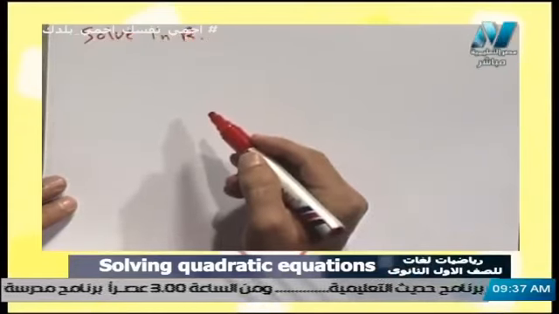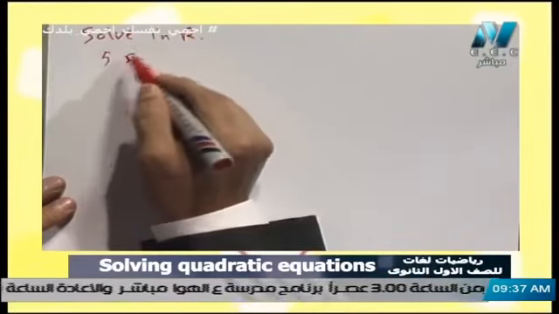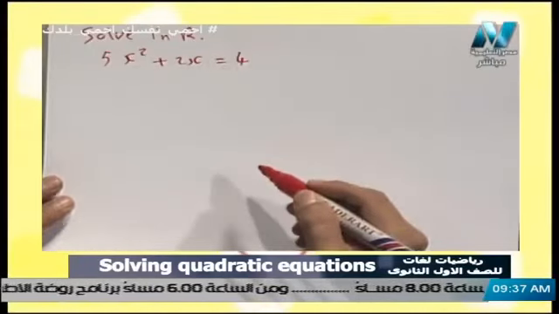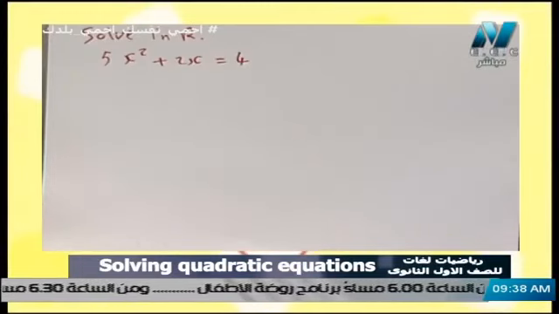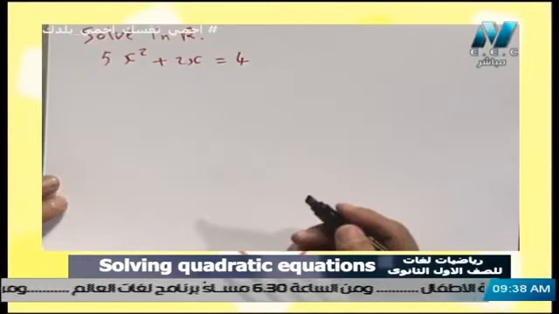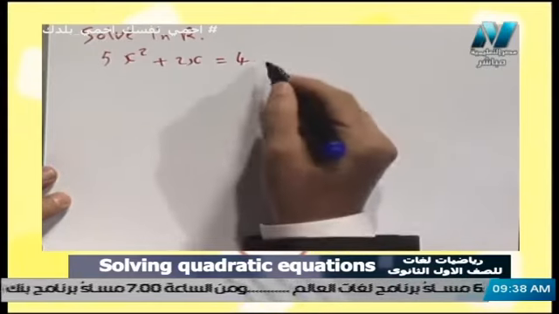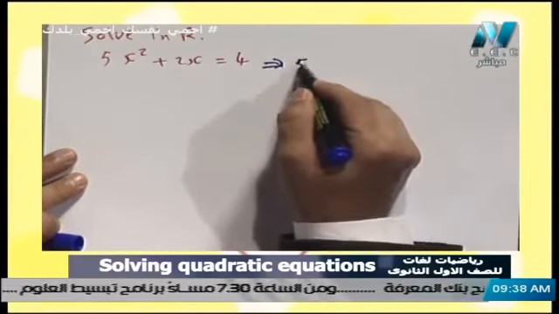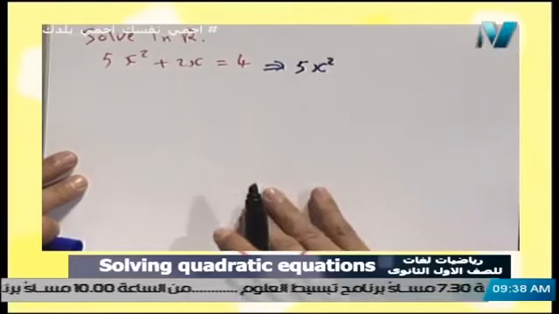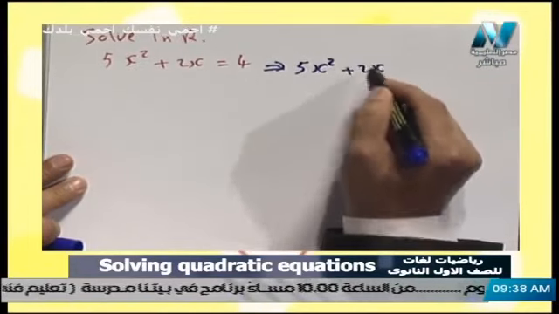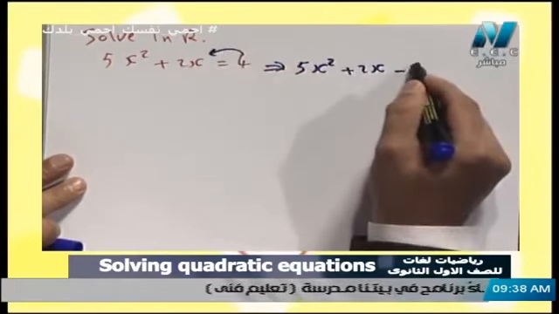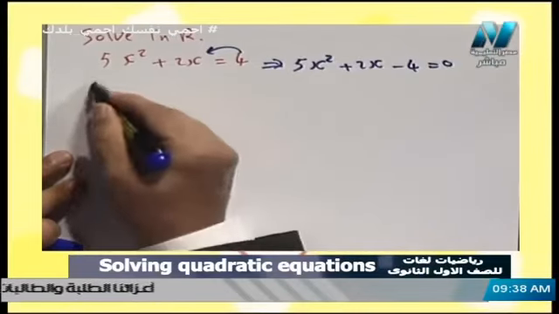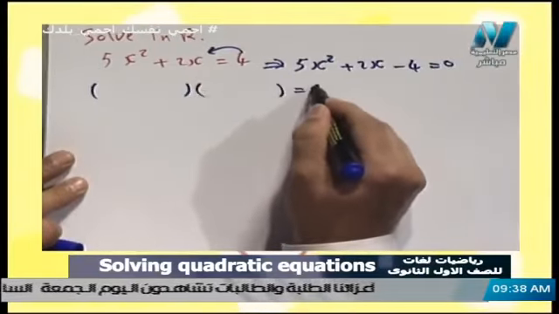The question is 5x² + 2x = 4. We will try to solve this equation using factorization if we can. But first, we will put it in the form 5x² + 2x, and we transfer 4 to be negative 4 equals 0. We will try to use factorization if it can be.